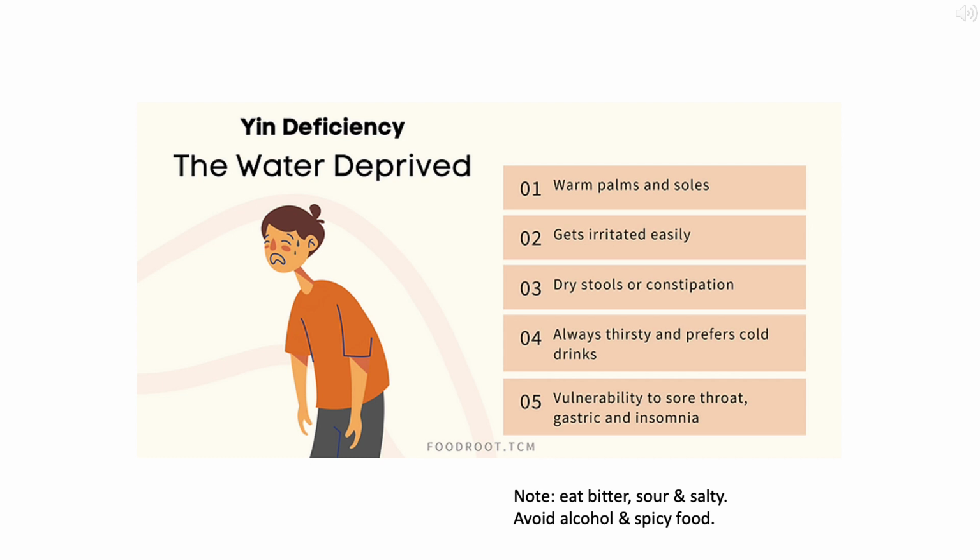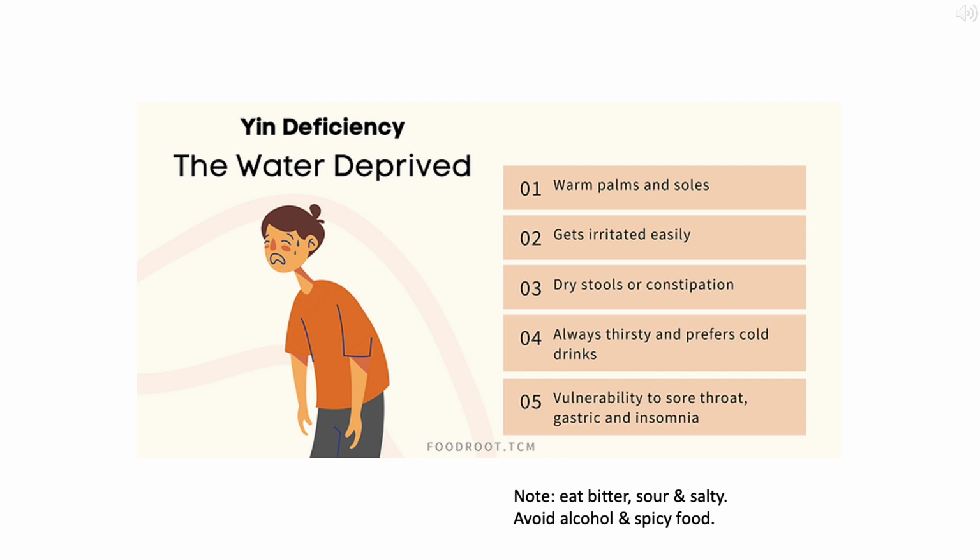So what you would find here is warm feet and hands, a very short temper, possibly dry stools or constipation. They would tend to be thirsty most of the time, and sometimes the thirst just seems to go through them, it doesn't really satisfy.